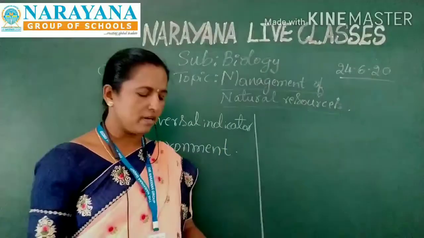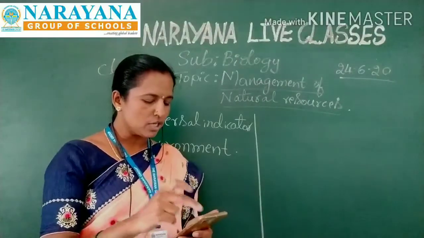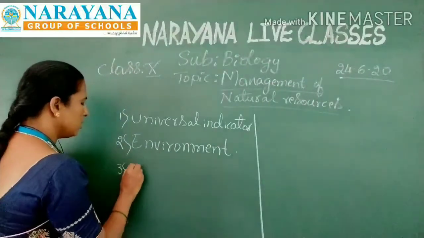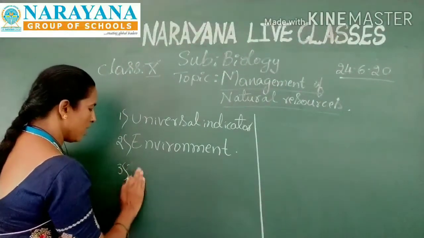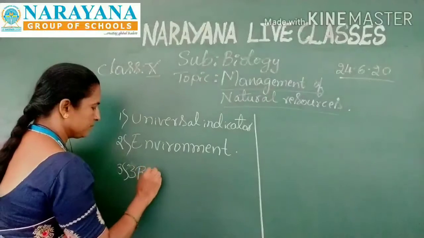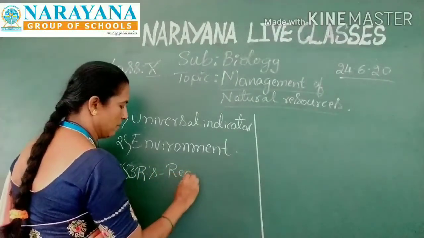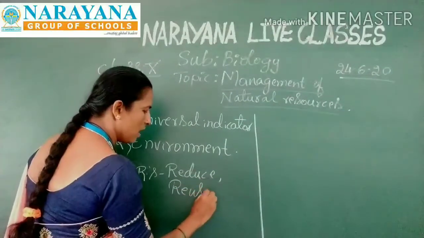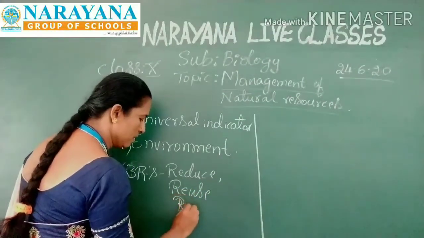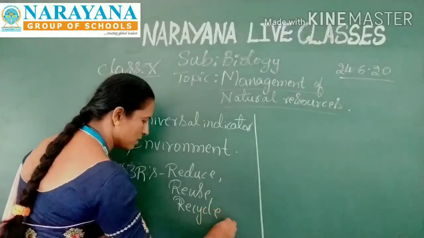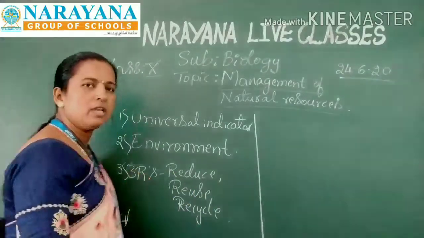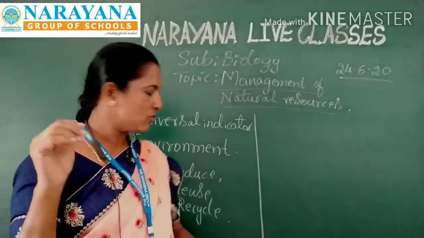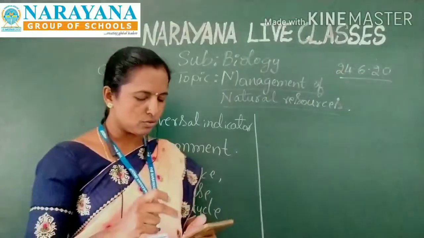Let us go for the third question. The third question here is, what are 3 R's? Here the 3 R's are reduce, reuse and recycle. So these are the 3 R's. Okay. So 3 R's are reduce, reuse and recycle. So next, let's go to the fourth question.